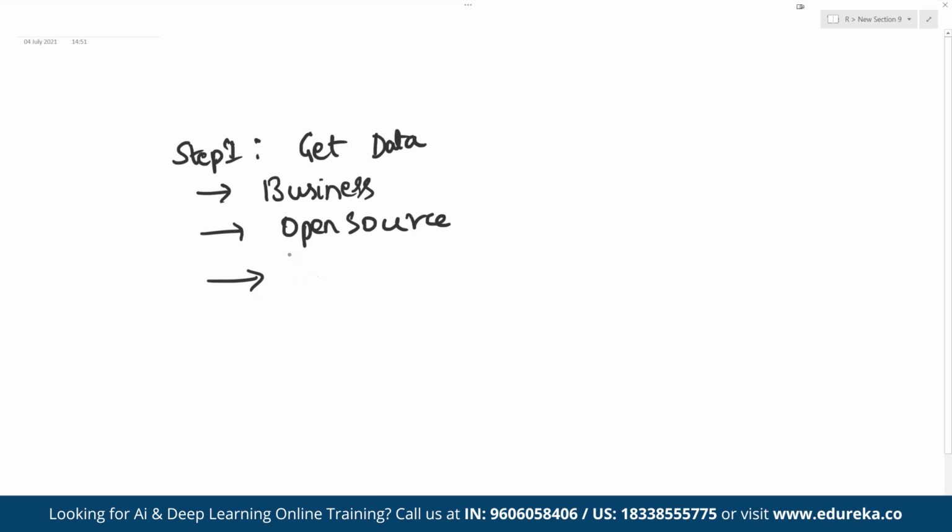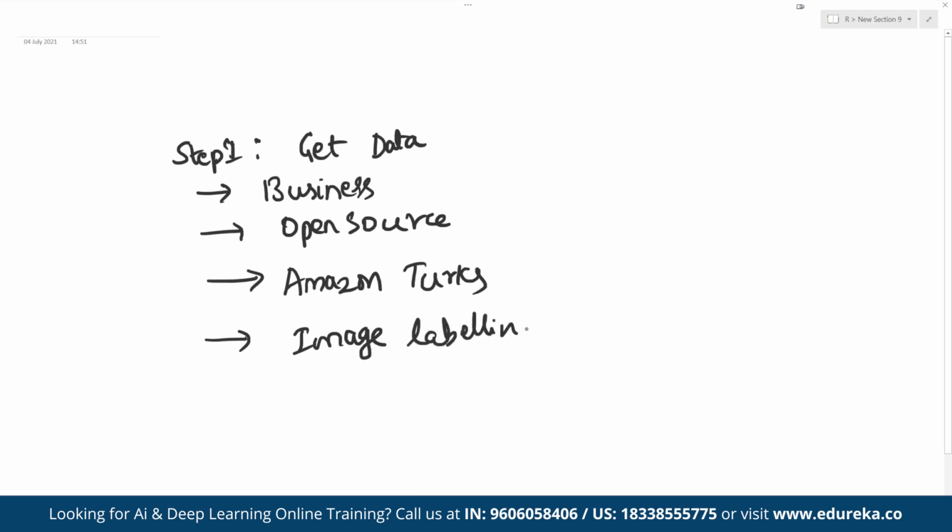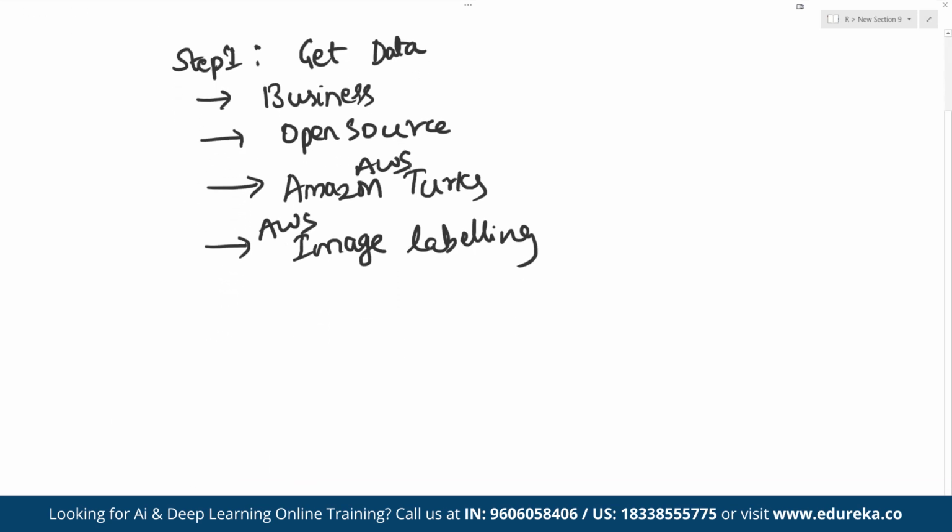If the open source is not available, I can employ some Amazon Mechanical Turks. I can use this service, and I can have real people get the data for me. Or I can make use of the Amazon image labeling service that they have. When I say Amazon, it's actually AWS, guys. So I can use all these AWS services, and I can get the data.